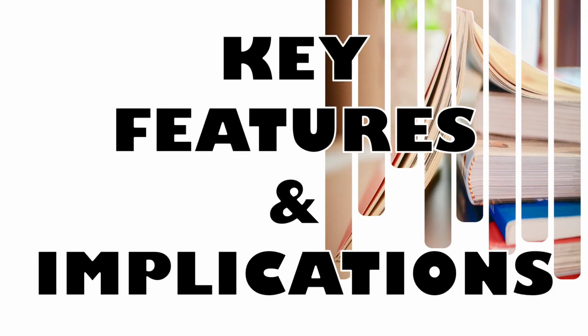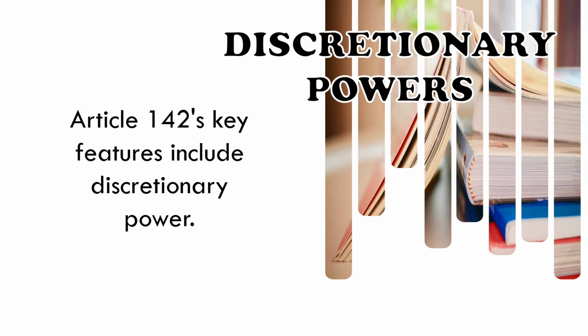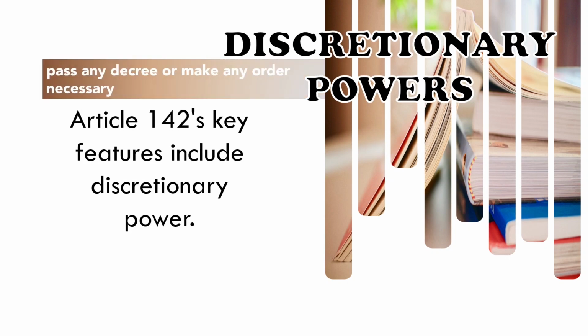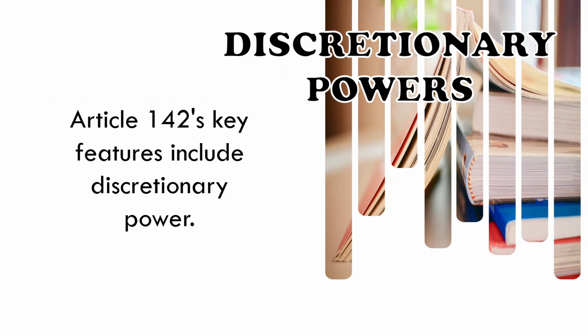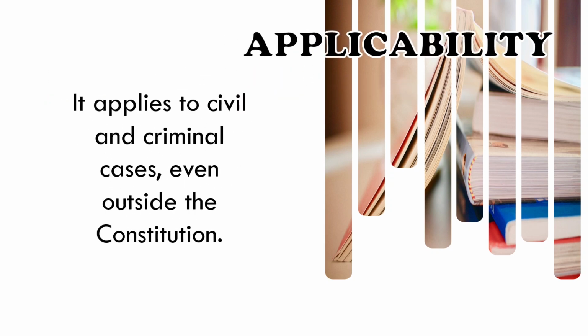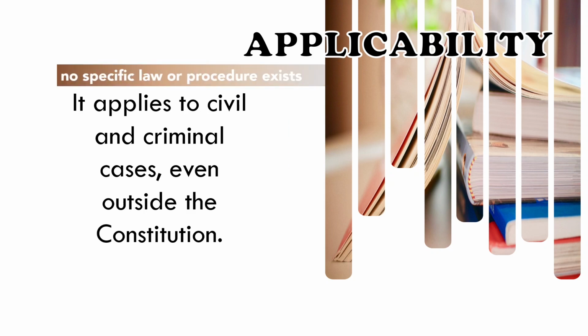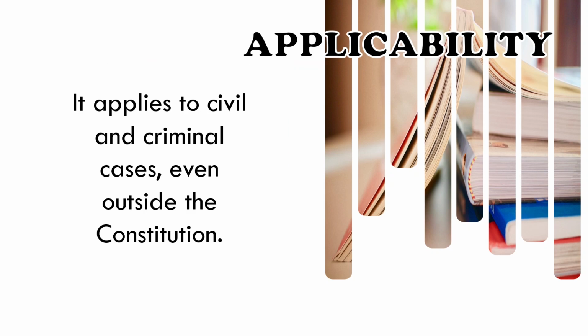Discretionary power. Article 142 grants the Supreme Court discretionary powers to pass any decree or make any order necessary for achieving complete justice. This discretionary nature is what sets it apart from other constitutional provisions. Applicability. The scope of Article 142 extends to all civil and criminal cases, including matters outside the constitutional framework. It allows the Supreme Court to address issues where no specific law or procedure exists.